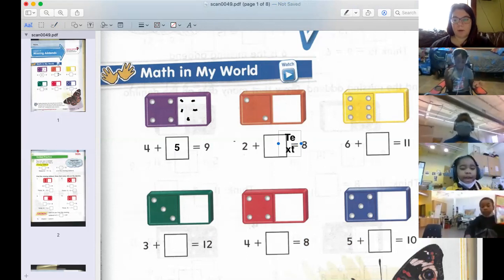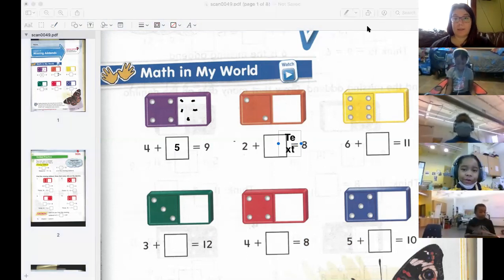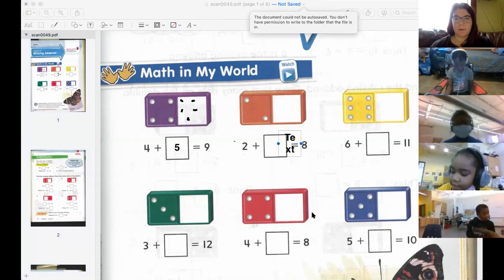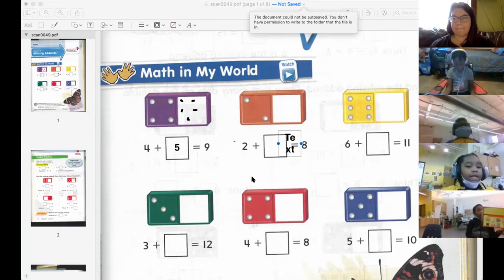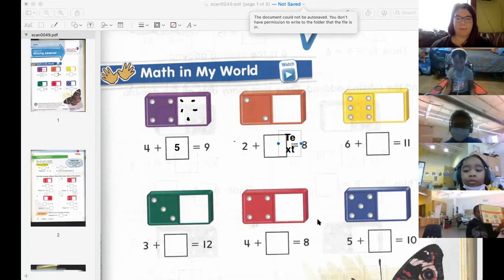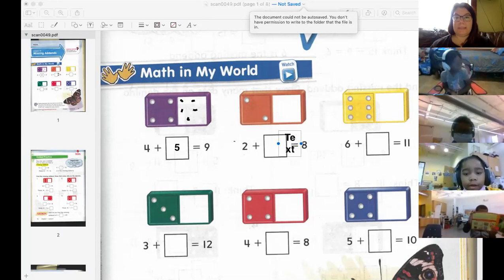So on your paper, I know the answer. You got the answer? Yeah. So 2 plus a number is going to give us 8. What is it, Tamaya? It's 6. Yes. So we can count up 2, 3, 4, 5, 6, 7, 8, and that's 6 right there. 2 plus 6 equals 8.